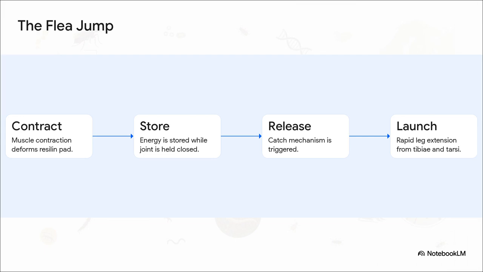First, a muscle contracts, which deforms that resilient pad we just talked about. Second, a special catch mechanism kicks in, holding the joint closed and storing all that kinetic energy. Third, the catch mechanism is triggered, releasing all that built-up torque in a fraction of a second.